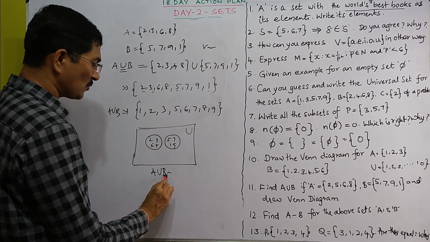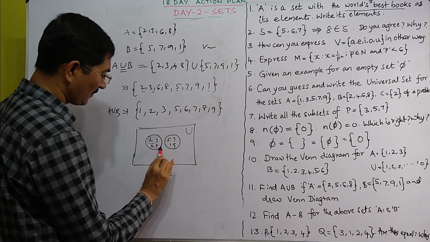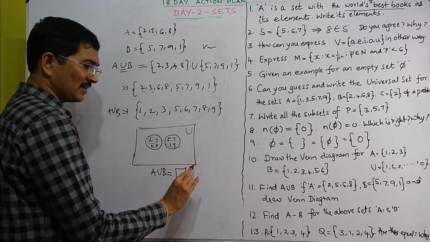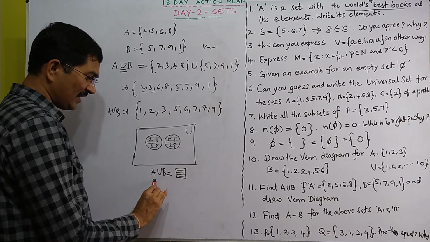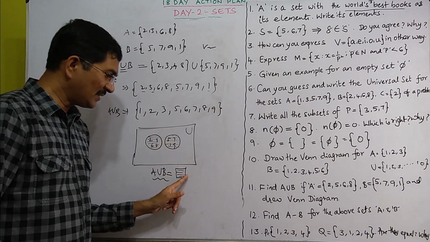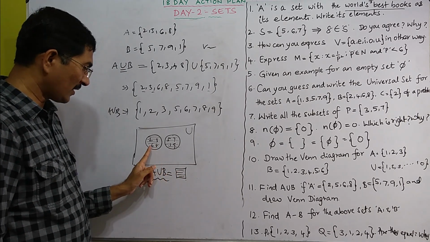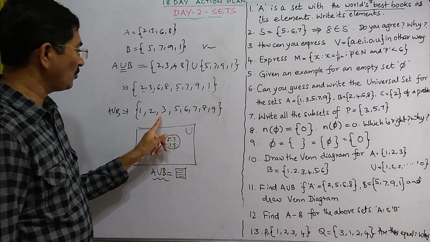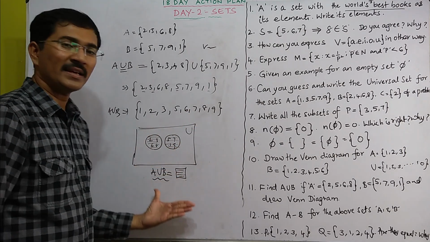So A union B means what? All these together. So you will simply draw some lines like this. In this diagram, where there are such kind of linings, all that area is considered as A union B. That means all the elements present in this lined zone come under A union B. So what are there in A union B? 2, 3, 6, 8, 5, 7, 1, 9. Yes, they are all covered. So this is how we write it.